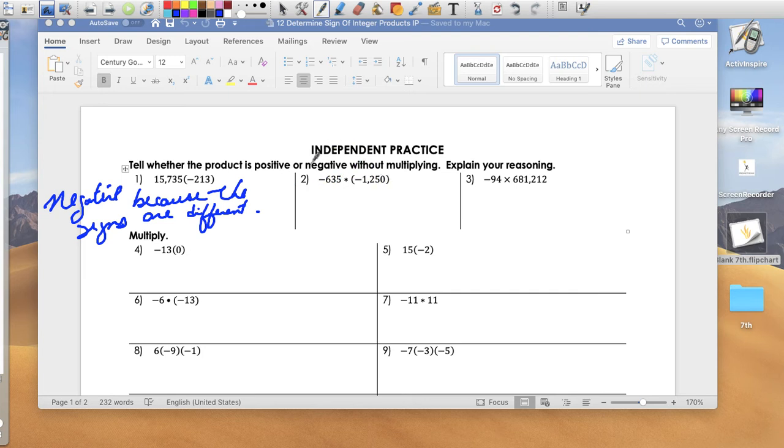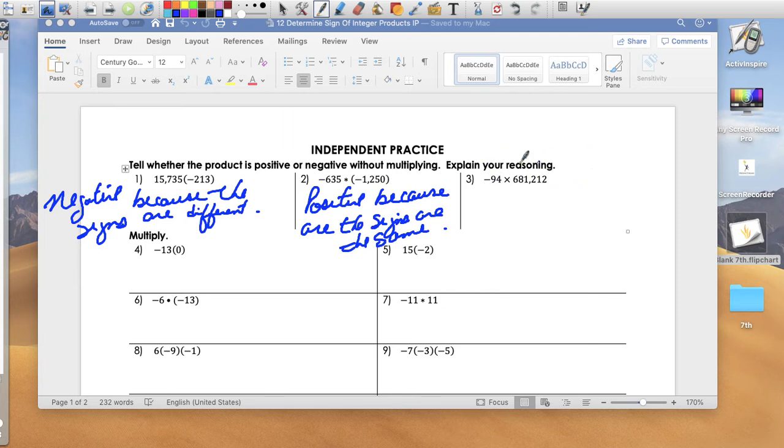Here we have a negative and negative, so a negative and negative is going to give you a positive, so positive. So this one is positive because the signs are the same. We know that if the signs are the same, the product will always be positive.